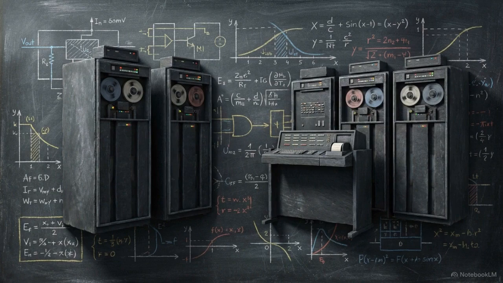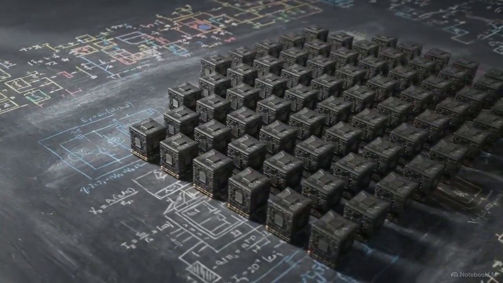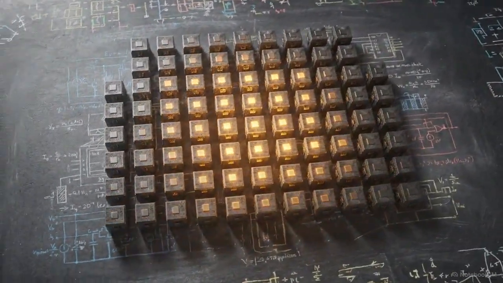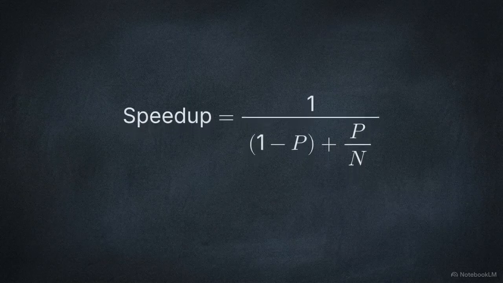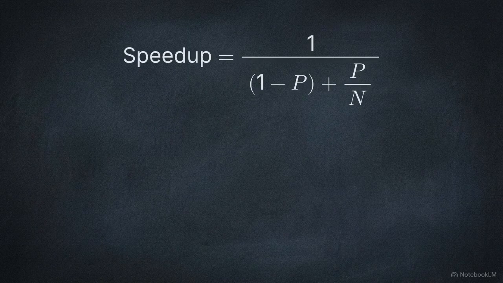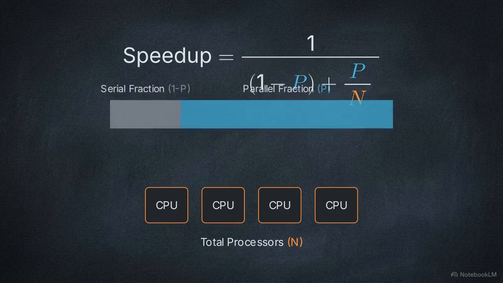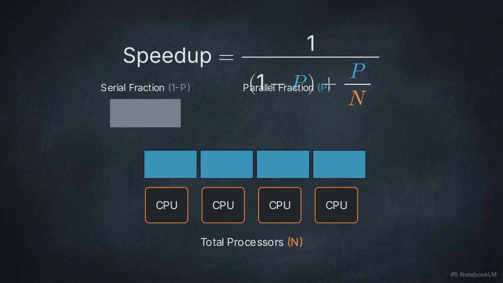For over half a century, hardware engineering relied on a single mathematical model to predict performance, Amdahl's law. It was built on the premise that you scale a computer by simply stamping out an infinite grid of identical logic cores. Under this classical model, potential speedup is calculated using just two variables: the total number of processors, n, and the fixed fraction of the workload that can be run in parallel, p.